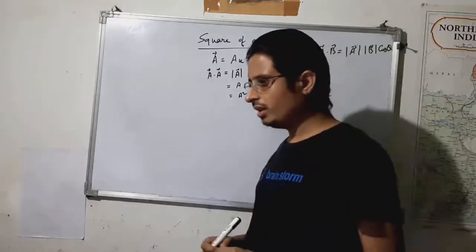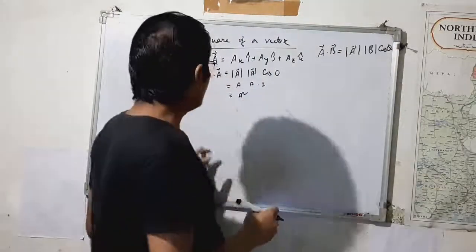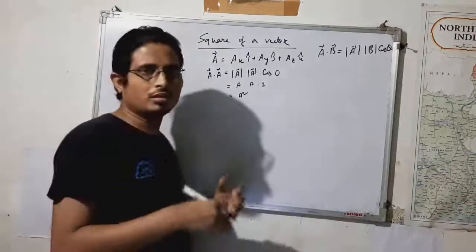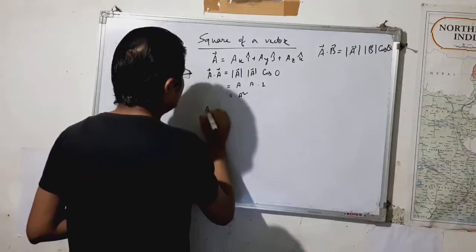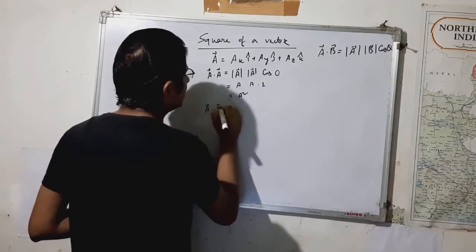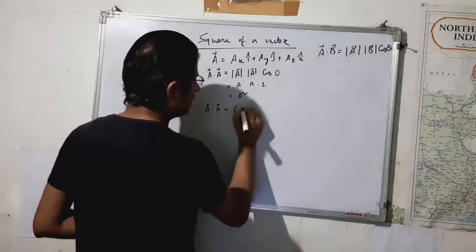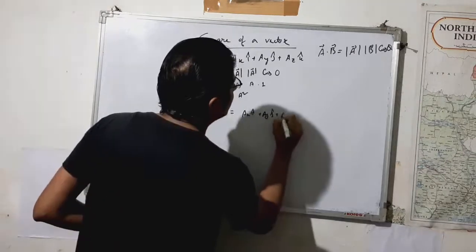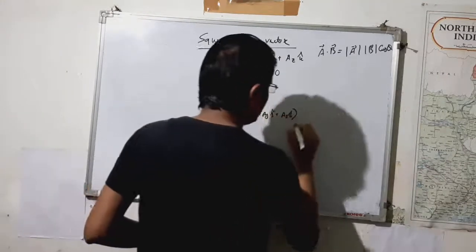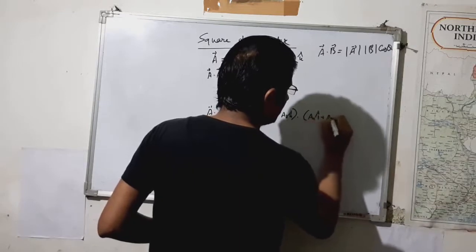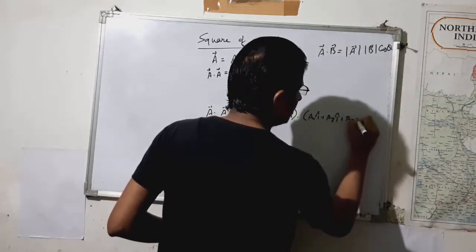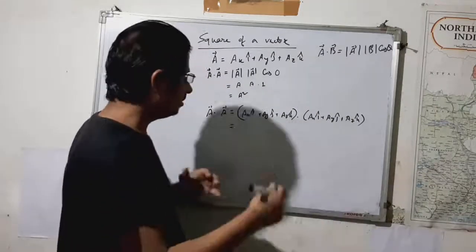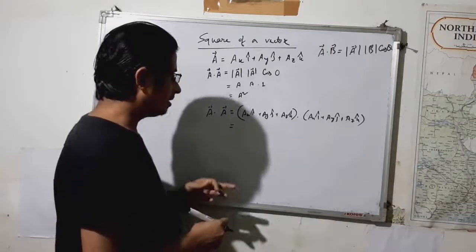Now, in my previous video, I have also told how we can make the dot product by using components. In this case, A dot A can be written as (Ax i plus Ay j plus Az k) dot (Ax i plus Ay j plus Az k). In that video, I have taught you how we can make this dot product.